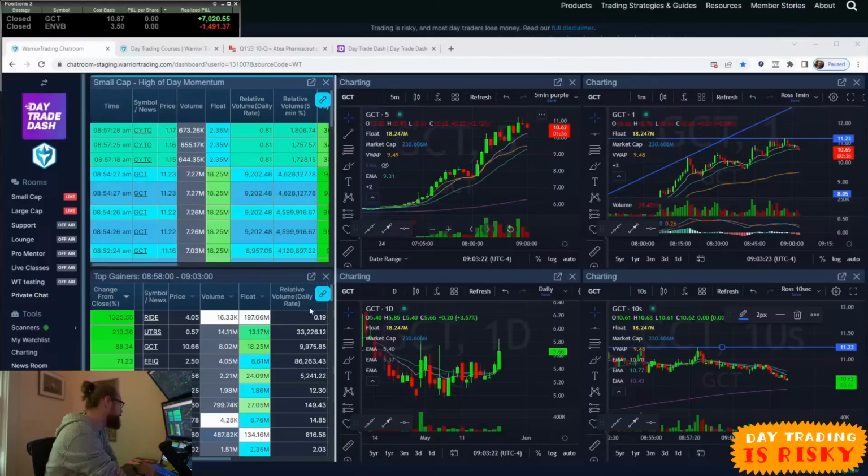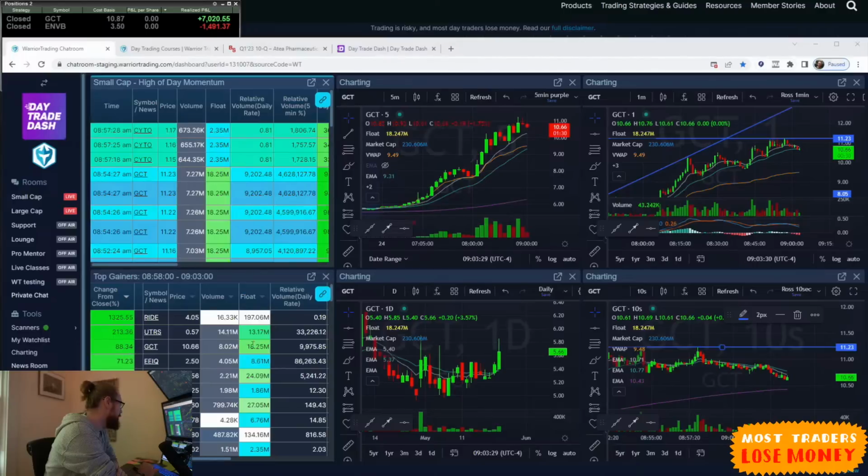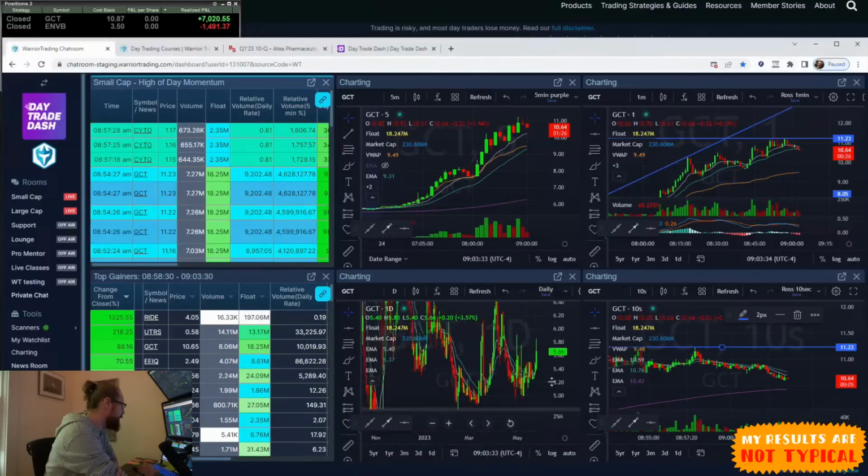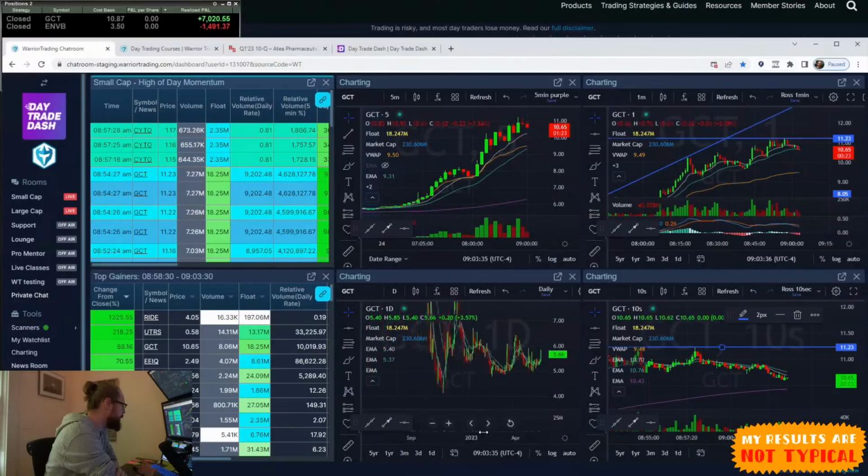It's between 2 and 20. That's the price I prefer. It's up more than 10% today, at 88%. The float's under 20 million shares, just barely at 18, but it is still under that cutoff, which is good. And again, it's not a hard rule.